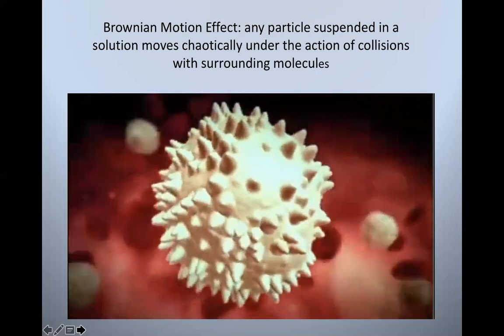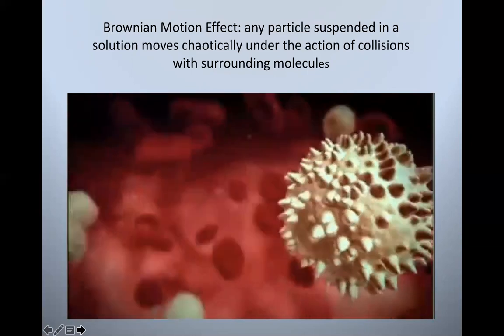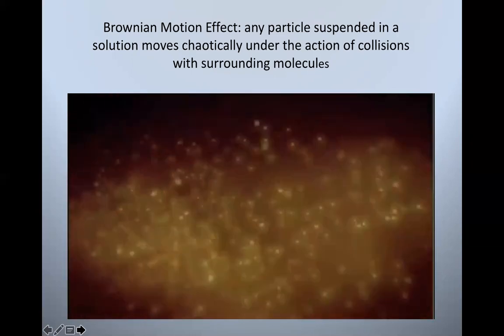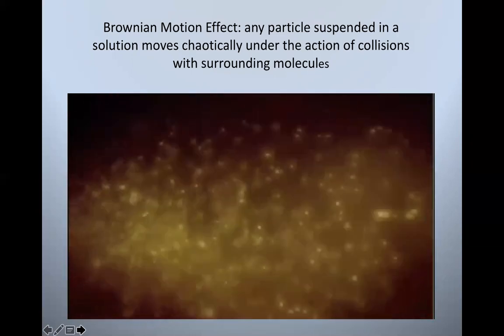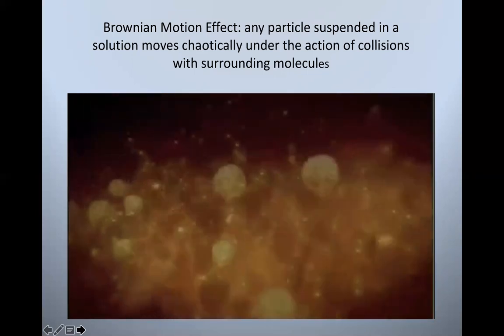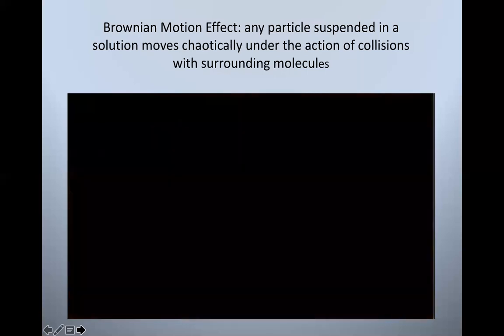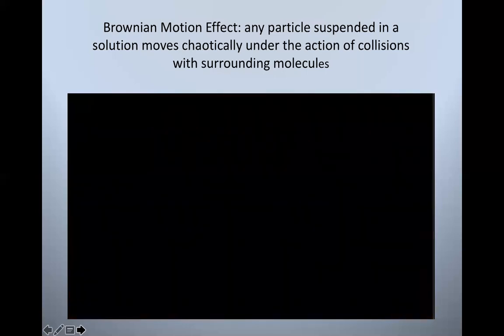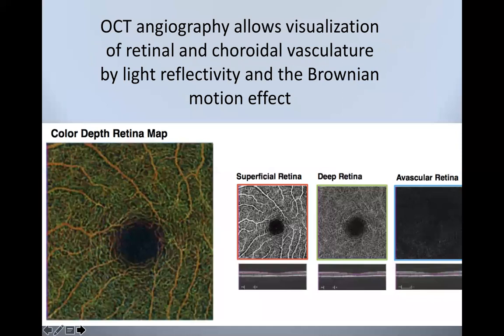Because all of these blood components are made up of mass, when that light passes through and hits it, it actually records, okay, this is mass. Then the second scan, or sequential scans that go through, they don't see that mass because it's moved out of the way. So it knows that that's actually moving, so it records it as such. So using that idea of Brownian motion effect and the light reflectivity from OCT technology, we're able to actually see what's moving or flowing in the back of the eye.